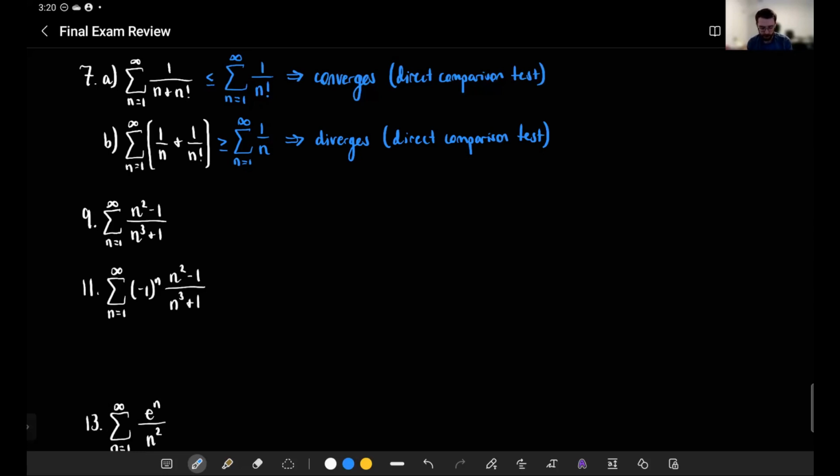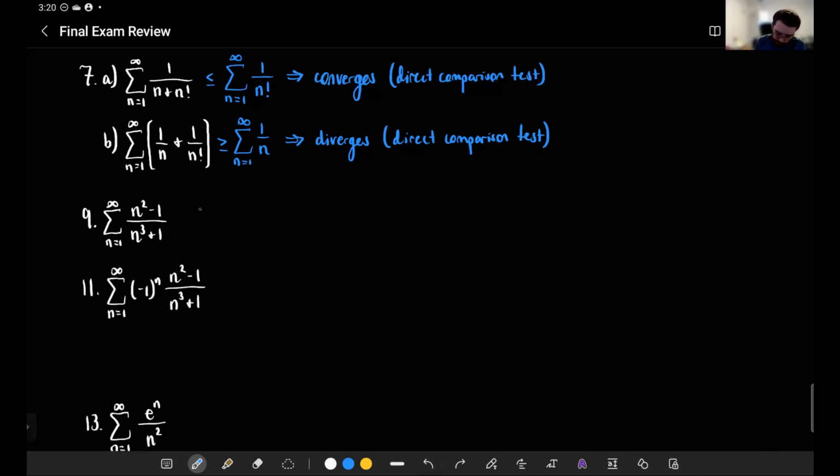Let's see, number 9. 9 again strikes me as something that is close to a harmonic series. Let's see how I could write it out. Let's stare at it for a second, ask ourselves if we can do a direct comparison. Probably not. If I wanted to directly compare to the harmonic series, 1 over n, I would want the series on the left to be bigger, but this -1 kind of makes it smaller. The +1 on the bottom also makes it smaller. So I can't do a direct comparison.